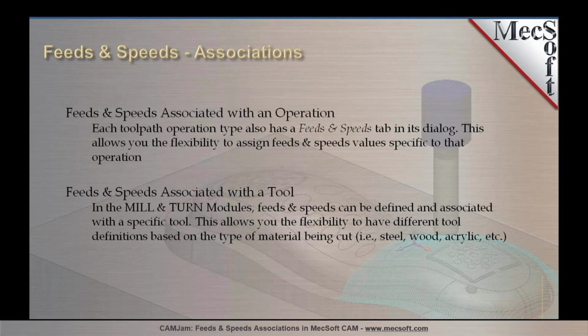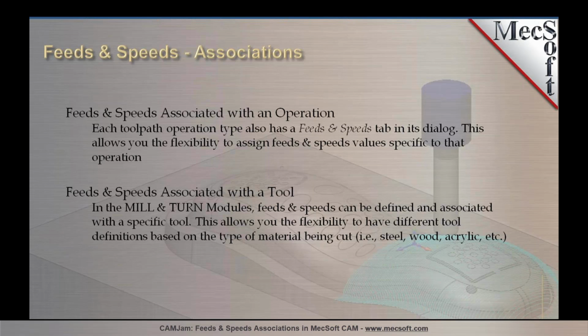In terms of speeds, speeds can be associated with either an operation or a tool. Now, each toolpath operation type has a feeds and speeds tab in the dialog. And this allows you the flexibility to design the feeds and speeds values which are specific to that operation. So that is how you would set feeds and speeds for a specific operation.